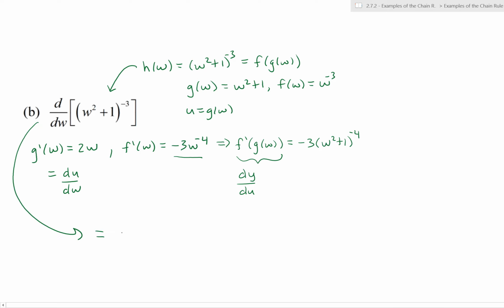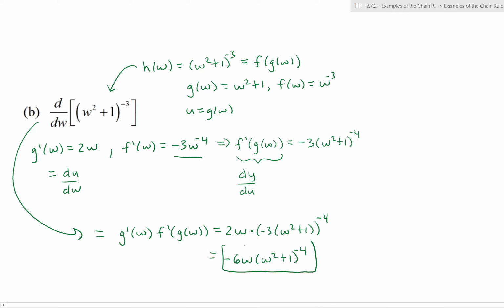What is this going to be equal to? g prime of w times f prime of g of w. g prime of w is 2w times f prime of g of w, which is a negative 3 times w squared plus 1 to the negative fourth power, which just gives us a negative 6w times w squared plus 1 to the negative fourth power. So the more we do this, the more we get used to it, but we'll do a couple more here to wrap this up.